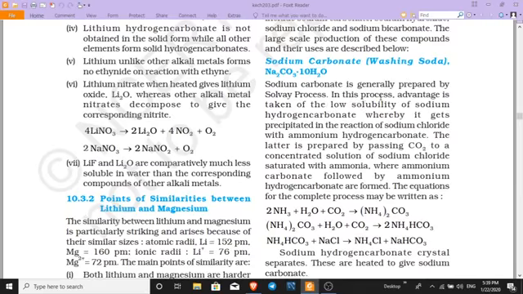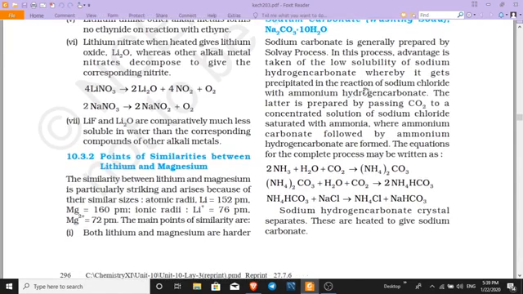In this process, advantage is taken of the low solubility of sodium hydrogen carbonate, whereby it gets precipitated in the reaction of sodium chloride with ammonium hydrogen carbonate. The latter is prepared by passing CO2 to the concentrated solution of sodium chloride saturated with ammonia, where ammonium carbonate followed by ammonium hydrogen carbonate are formed.